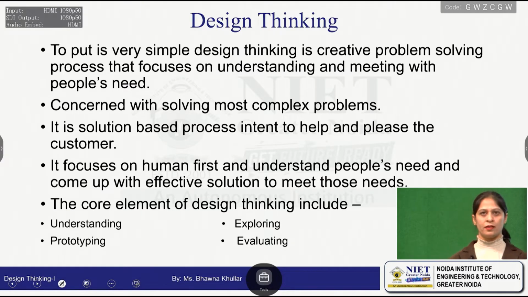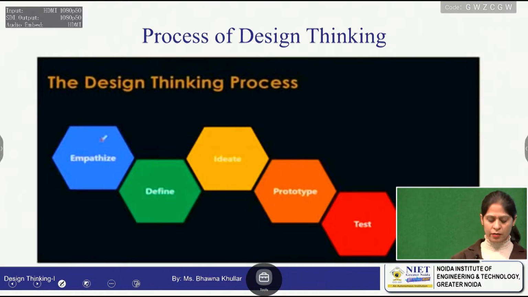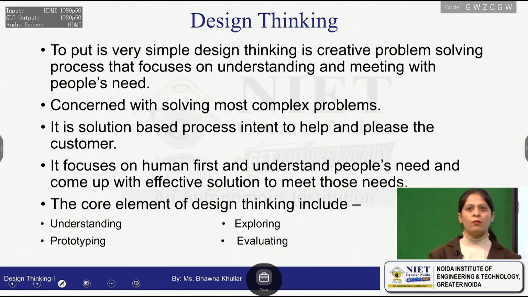To put it very simply, design thinking is a creative problem solving process that focuses on understanding and meeting people's needs. By design thinking we can solve any problem through creative thinking and by understanding people's needs. Firstly, meet the people, understand their problem and their need, and solve it by design thinking. I already told you that we can solve any complex problem by design thinking, but firstly we have to understand the problem, what the problem of the people is.